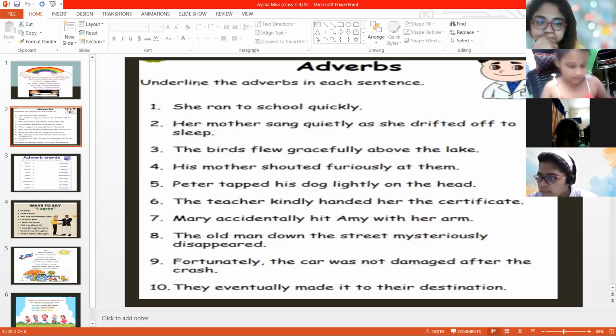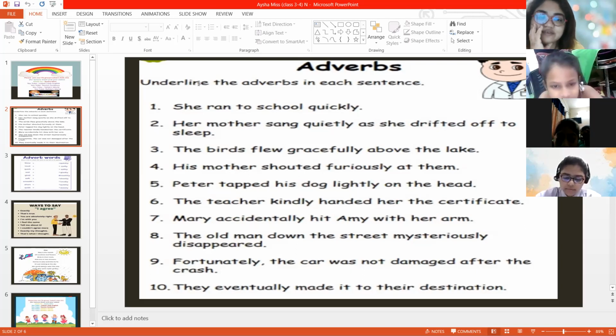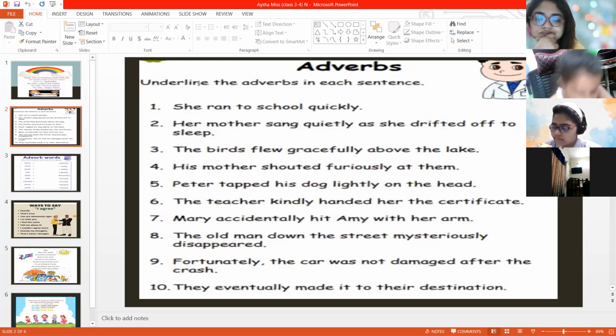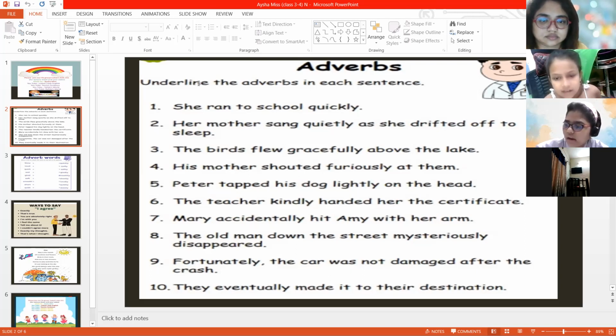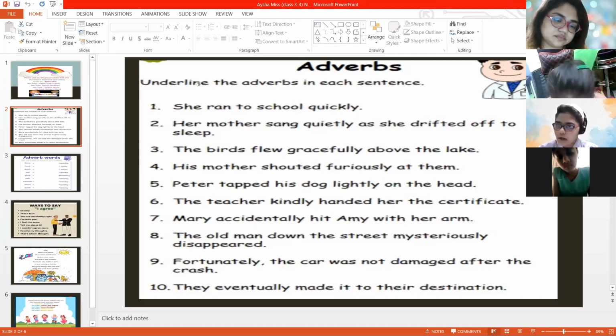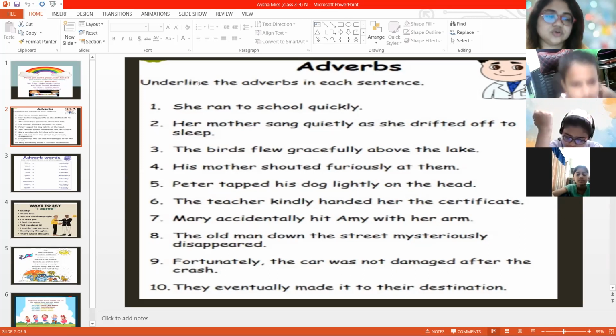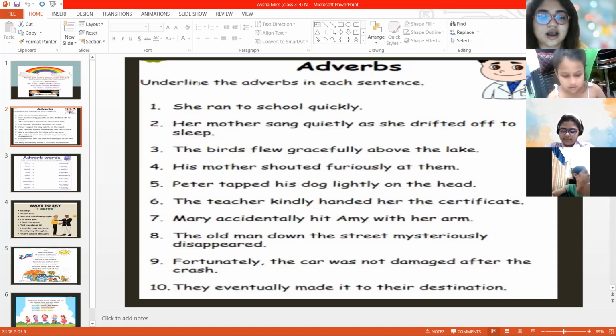Okay, I will see you. Number 5: Peter tapped his dog lightly on the head. Verb is tapped and adverb is lightly. Number 6, the teacher kindly handed her the certificate. Verb is handed and adverb is kindly. Good. Number 7 hoche Mary accidentally hit. Ekhane adverb holo accidentally and hit hoche verb. Hit holo aghat kora. Accidentally yes, our verb holo hit.